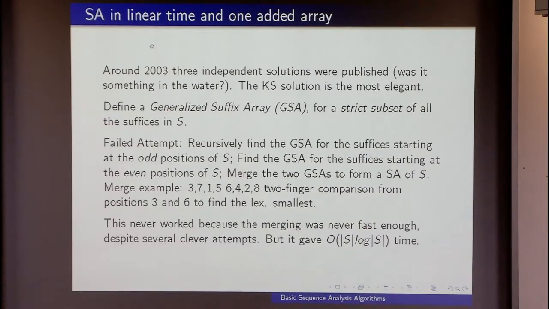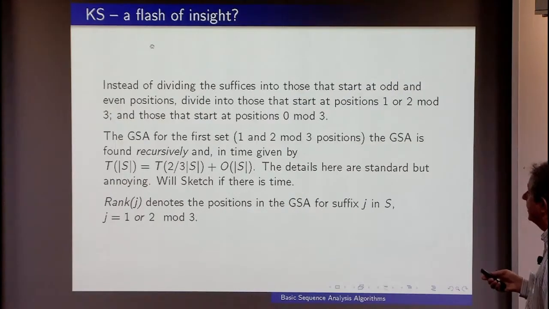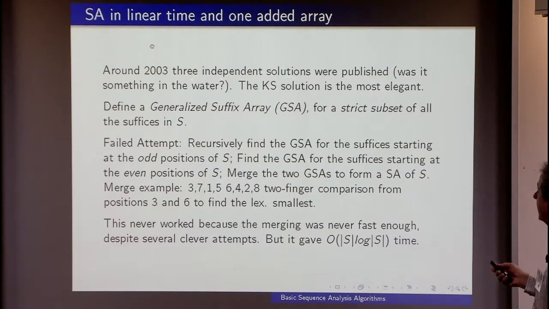But around 2003, in the same year, three independent solutions were published. It's like one after another. And they really were independent. Nobody knew about the other one. I don't know how this happens, but it's certainly not the first time. And the Karkkainen and Sanders solution, if I'm pronouncing it right, it's a Finnish name, is the most elegant, and I'll try to tell you a little bit about it. I don't have a lot of time, but it is so cute, or at least what makes it work compared to what everybody else tried, and I was one of them who tried and failed.